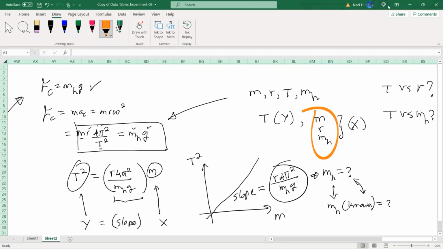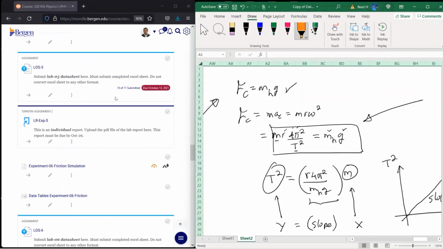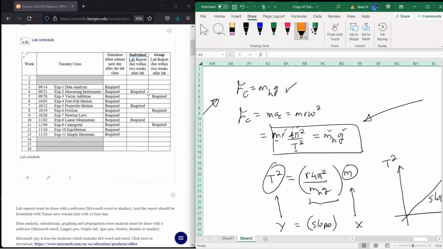In terms of lab reports, this is going to be your last lab report, I think. Out of these six lab reports, only five should be done. By now, most of you have probably done five. If that is the case, then you don't need to do this one. But make sure that at the end of the semester, five must be submitted.